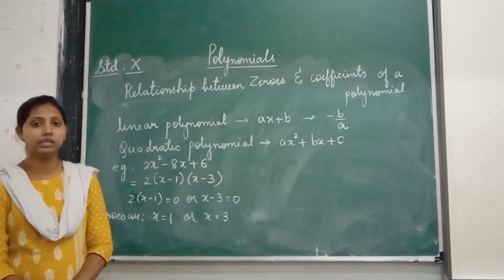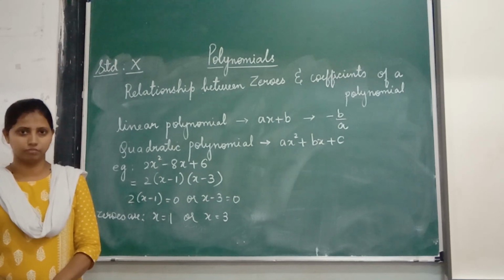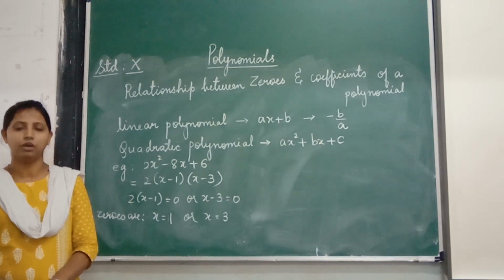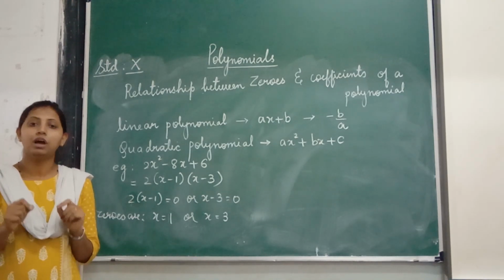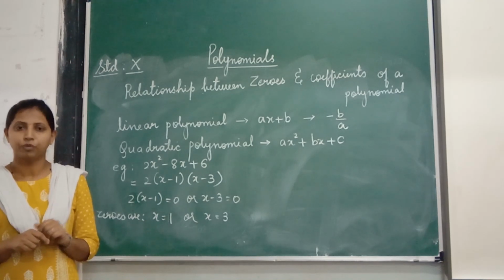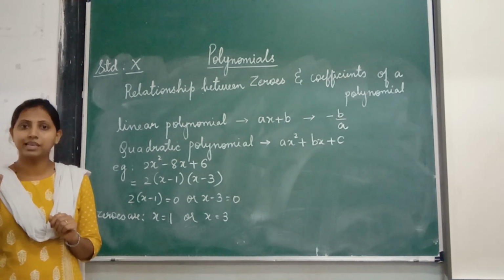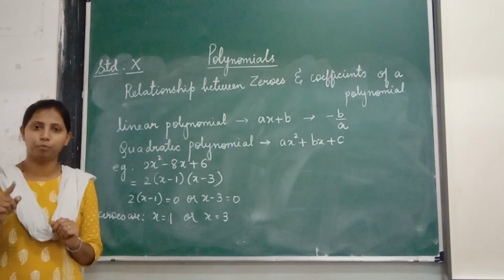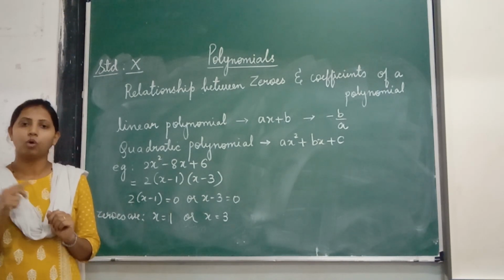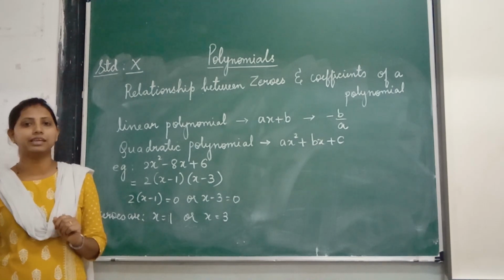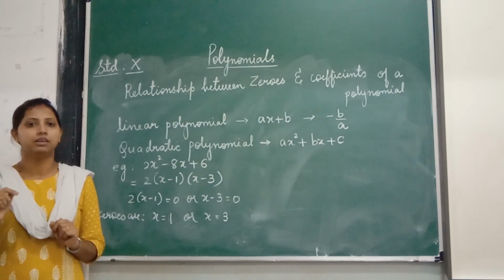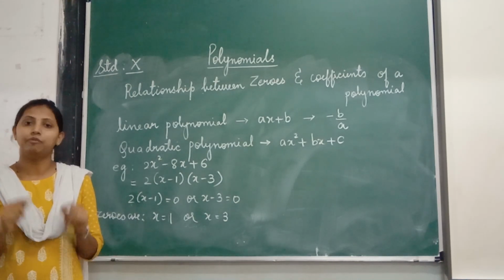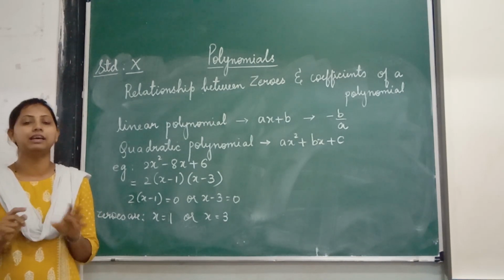We have also seen the geometrical meaning of all three types of polynomials, that is linear polynomial, quadratic polynomial and cubic polynomial. Only by seeing the graph you can find out how many zeros a particular polynomial has. It depends on the intersection of the graph with the x-axis. A linear polynomial can intersect the x-axis at only one point, which means it has one zero. For a quadratic polynomial, if it intersects at two points, it has two zeros. If it intersects at one point, it has one zero. If it does not intersect the x-axis at any point, it has no zeros.